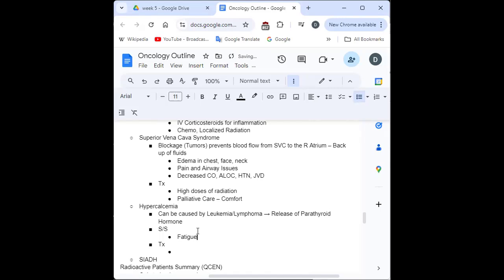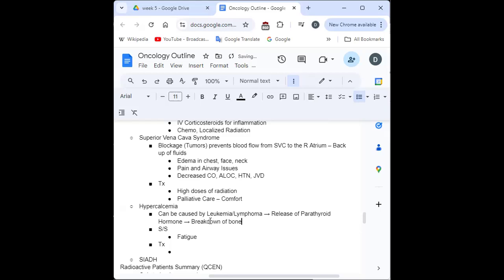Osteoclast. So you will have increased osteoclast activity. If you have increased osteoclast activity, that means you're having a breakdown of bone. And so that calcium from the bone is then existing in your blood. So that's where the hypercalcemia comes in.